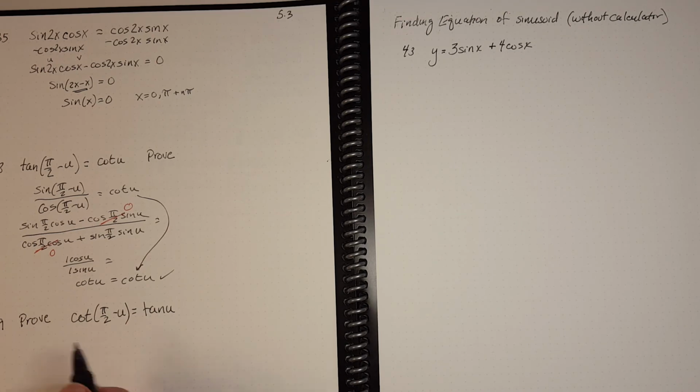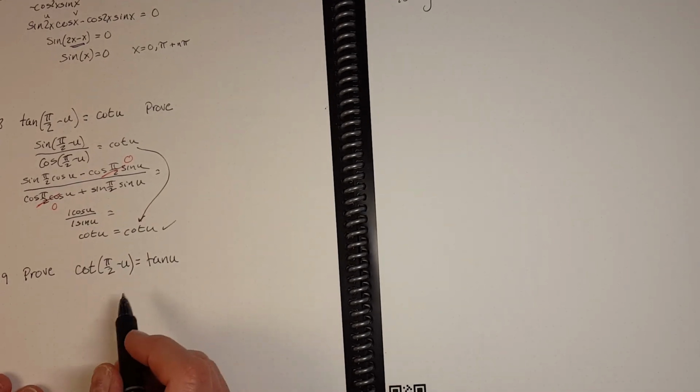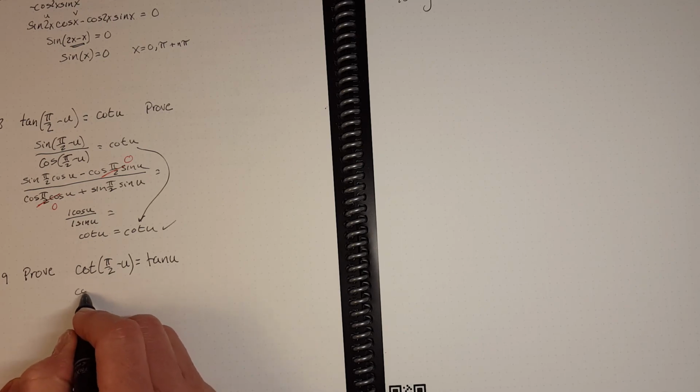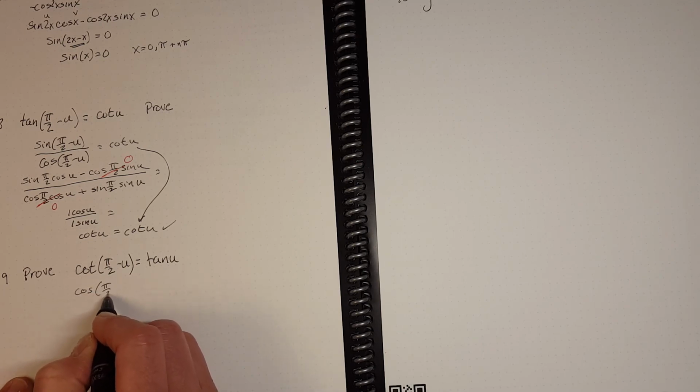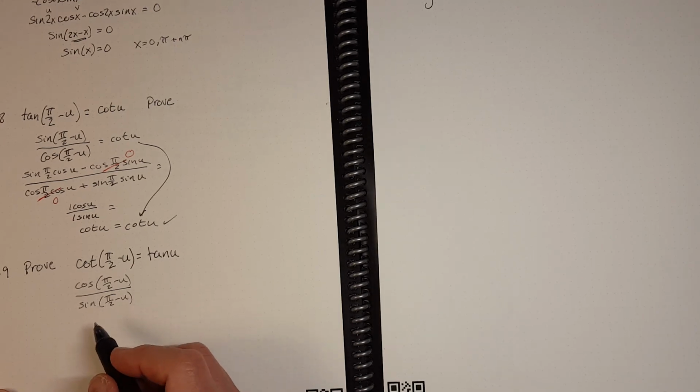Okay, we're going to prove the next one. Prove that cotangent of pi over 2 minus u is equal to tan of u. So we're going to do the same thing, except cotangent is cosine over sine. So we're going to rewrite cotangent as cosine over sine with the same thing in the brackets. And then we're going to expand those out.